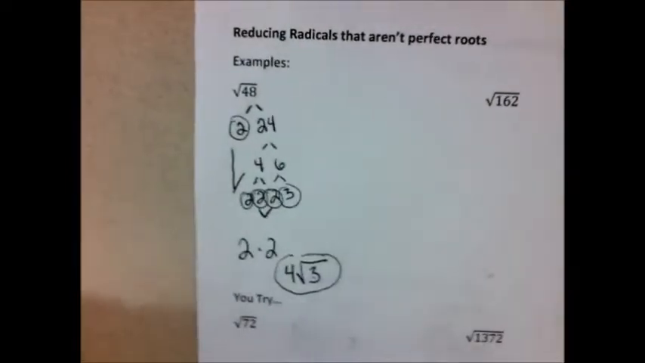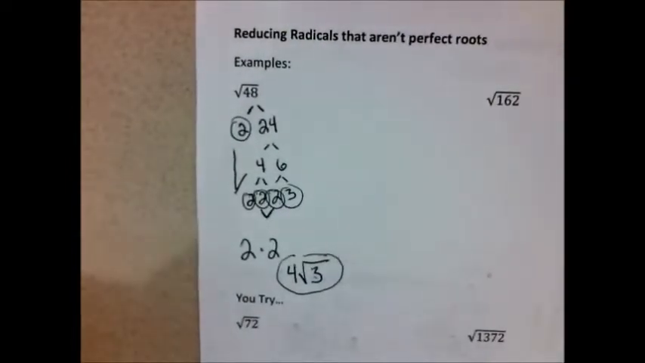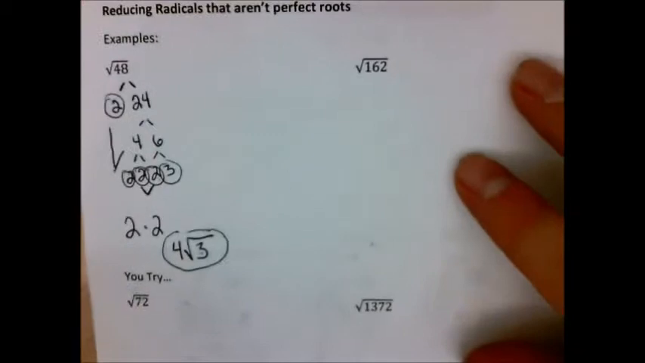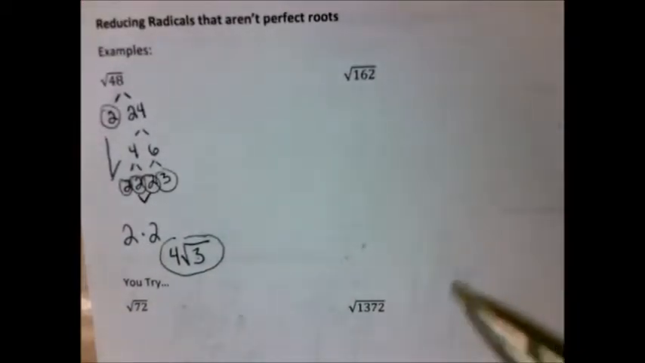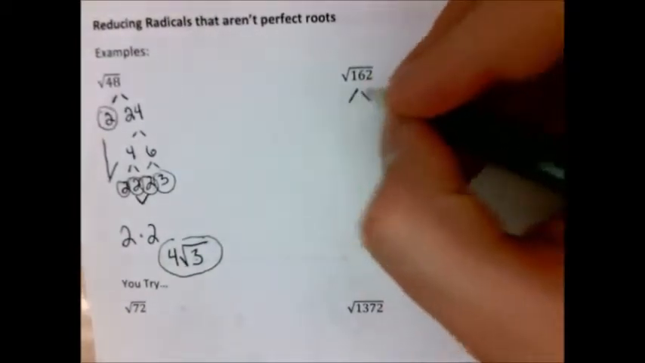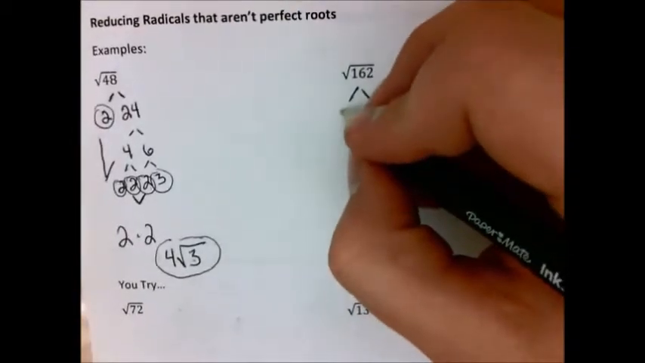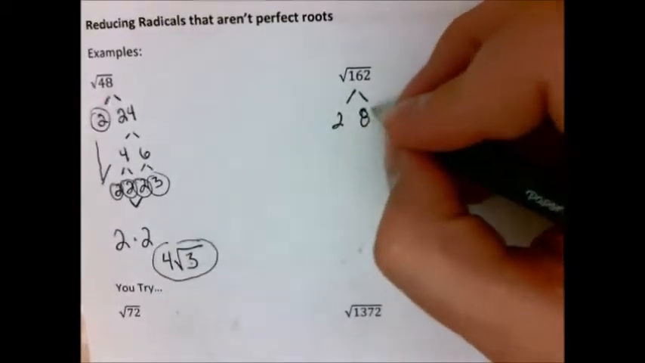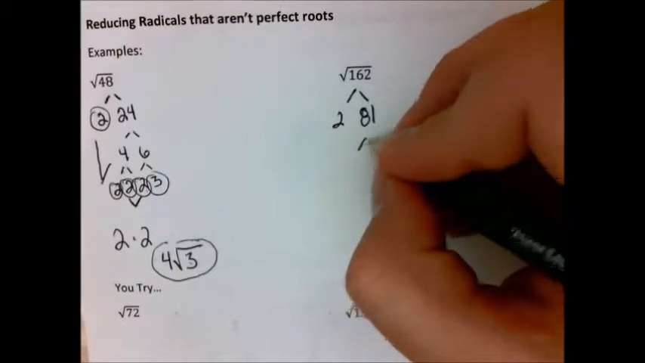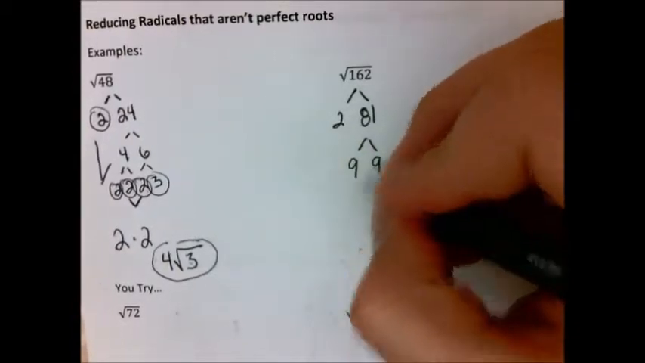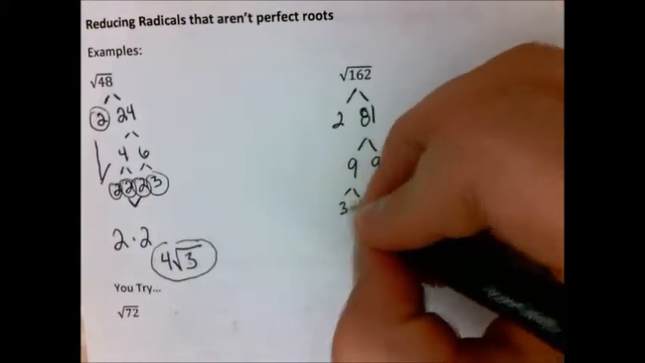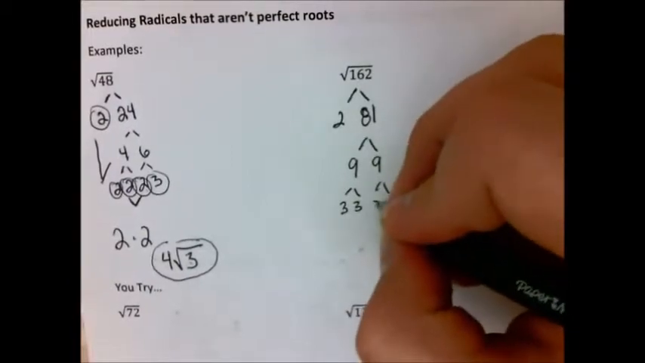Let's move on to the next one. Alright, let's try this one. Let's break this down. We're just going to say 2 and 81. This breaks down into 9 and 9. This breaks down into 3, 3, 3, and 3.